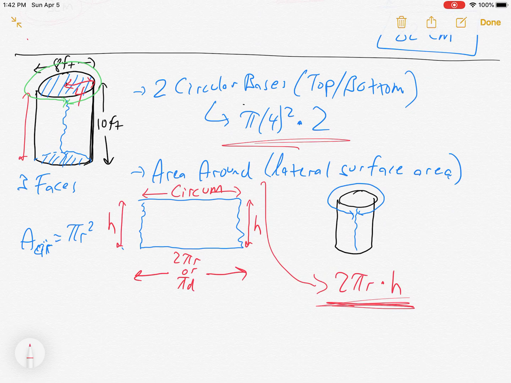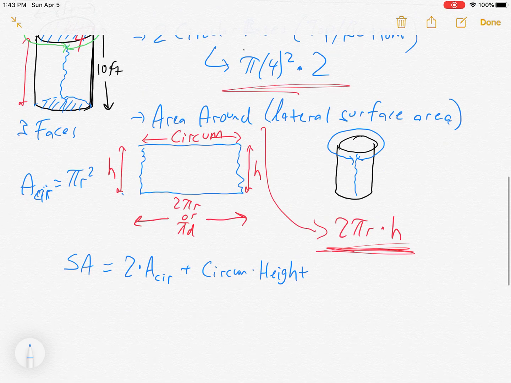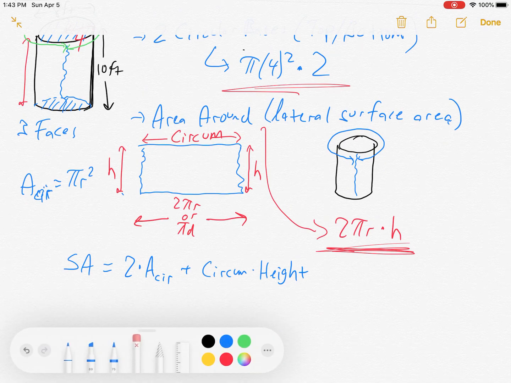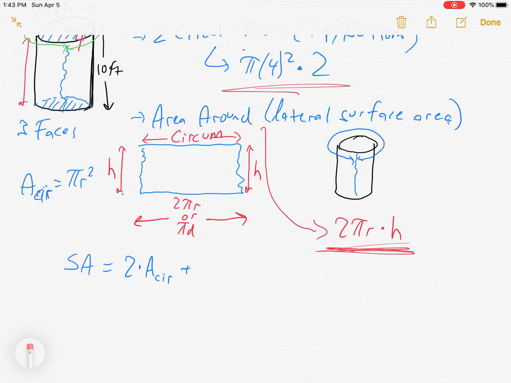So in our problem, let me summarize this here. Surface area is 2 times the area of a circle plus circumference times height. Writing this out just seems weird. No one memorizes it that way. Let me just redo that. Let's say area around. Okay, that's my description of just the area of the label or whatever going around the cylinder.